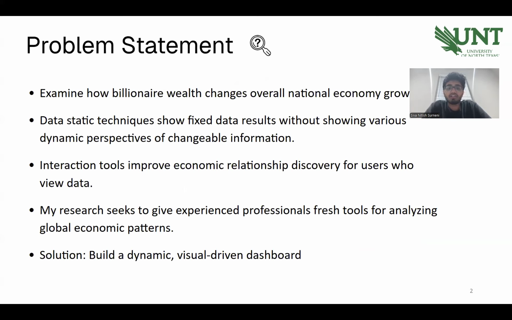So let's start with a problem statement. Traditionally, data analysis regarding billionaire wealth has been static, offering only a snapshot in time without dynamic exploration. Our goal was to create an interactive platform that not only visualizes billionaire wealth but also correlates it with the national GDP over time, revealing trends, anomalies, and growth patterns.